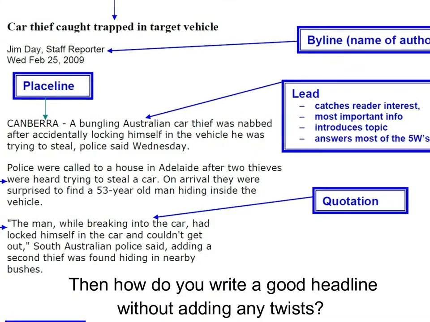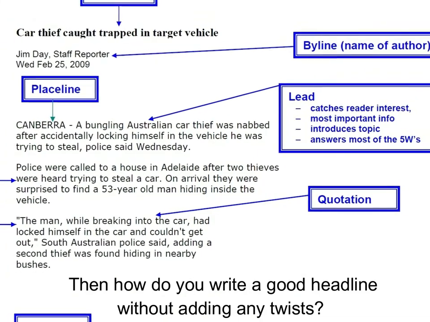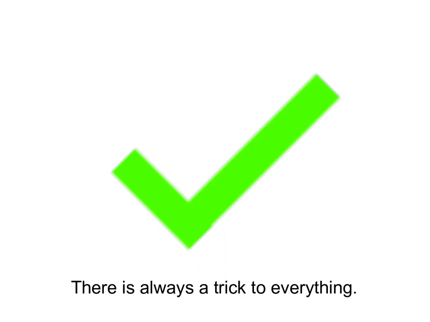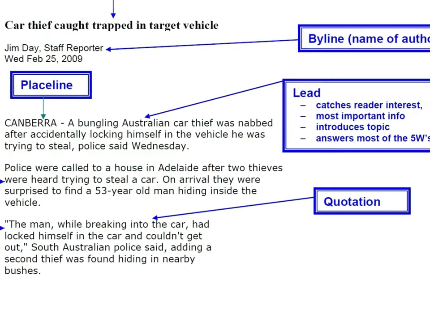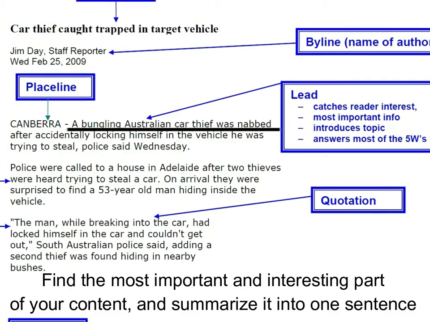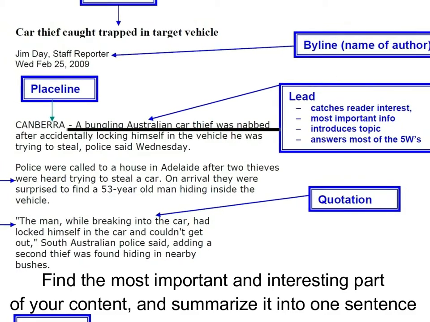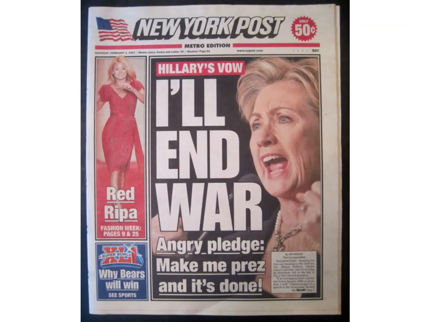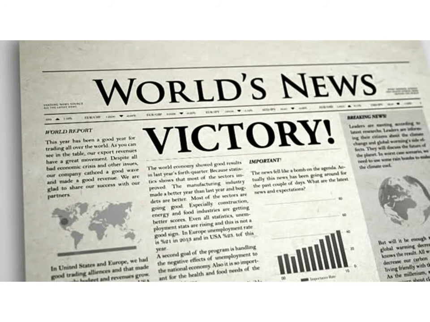Then how do you write a good headline without adding any twists? Is there a trick to it? Of course! There's always a trick to everything. Think about it this way. Find the most important and interesting part of your content and summarize it with one sentence, but leave some information out so that they will end up reading it. This can be a quote from someone or a statement with an exclamation mark.